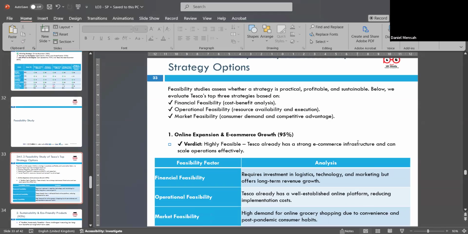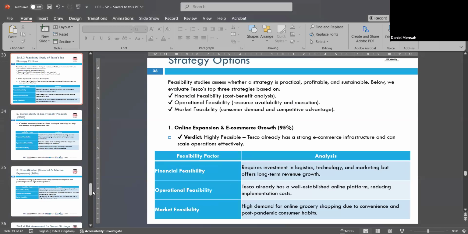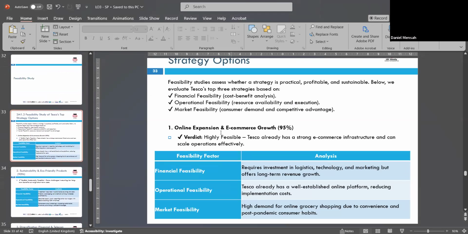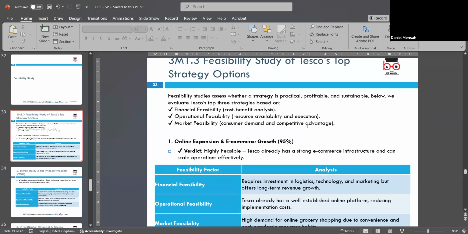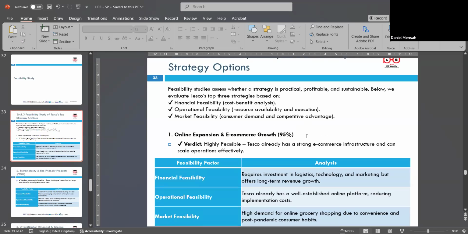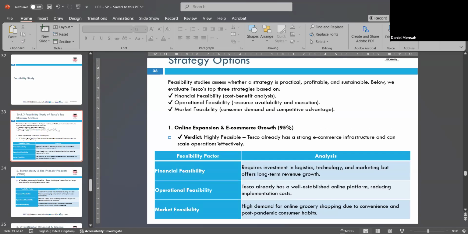In the first phase, by applying the criteria, we have selected 3 strategies out of 5. Now we are going to run this feasibility study against each strategy, and at the end we will find out some insight, and based on that we will reach the next stage. I will just go through the first option, and the rest of the two you will explore yourself. Online expansion and e-commerce, we gave it a 95% rate.